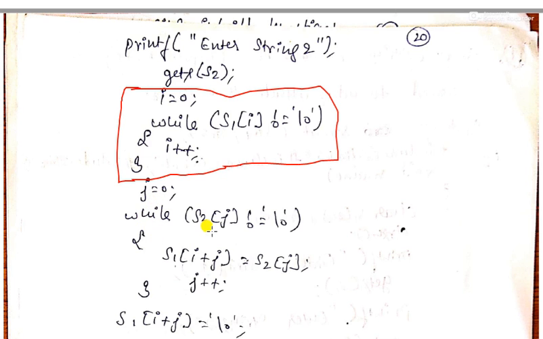j is equal to 0, while s2 of j is not equal to null, and the j value starts from 0. s1 of i plus j. Why i plus j?